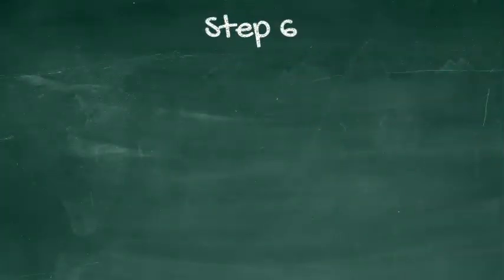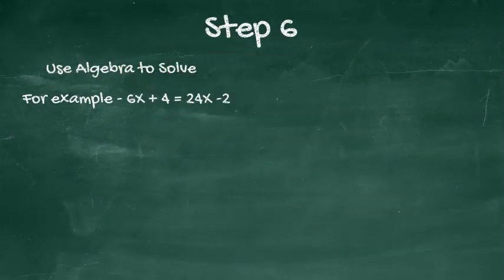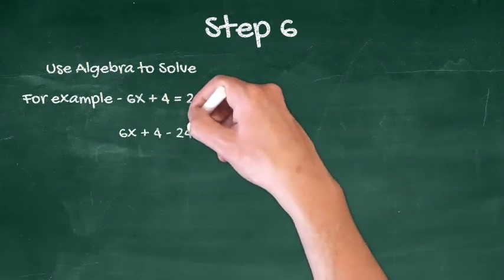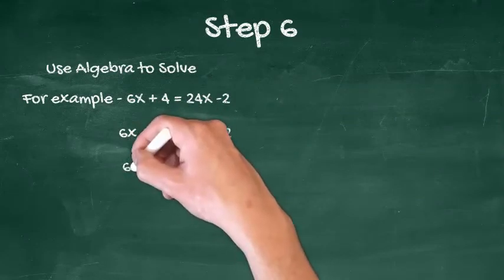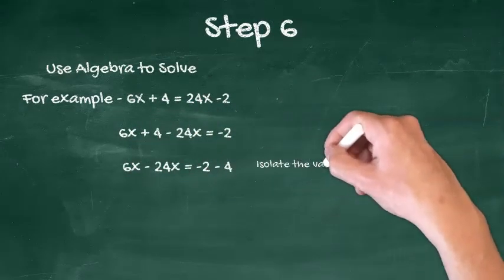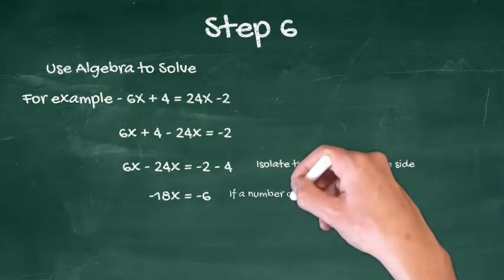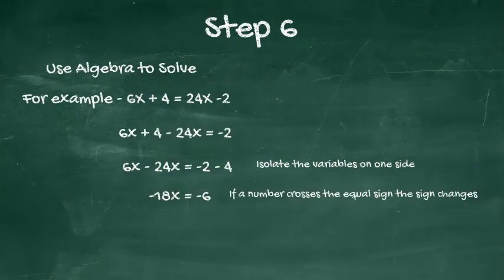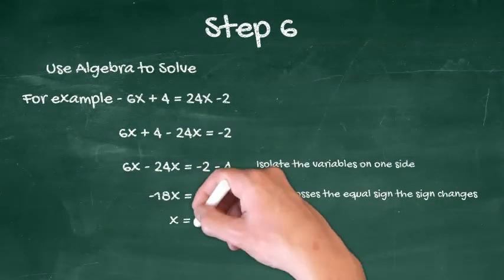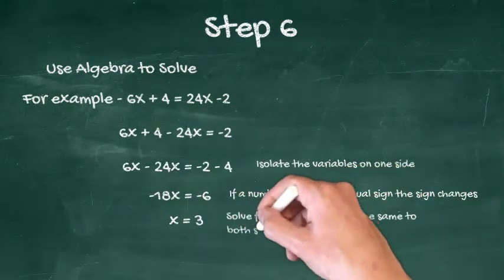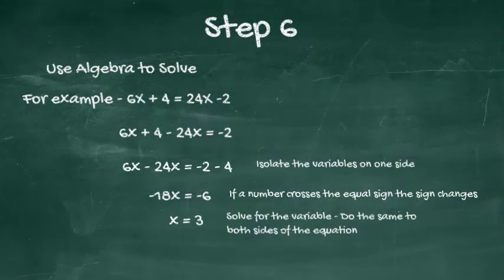Step 6. Use algebra rules to solve the equation. Simplify each side of the equation by removing parentheses and combining like terms. Use addition or subtraction to isolate the variable term on one side of the equation. If a number crosses to the other side of the equation, the sign changes to the opposite. For example, positive to negative. Use multiplication or division to solve for the variable. What you do to one side of the equation, you have to do for the other. Where there are multiple unknowns, you will need to use elimination or substitution methods to resolve all the equations.